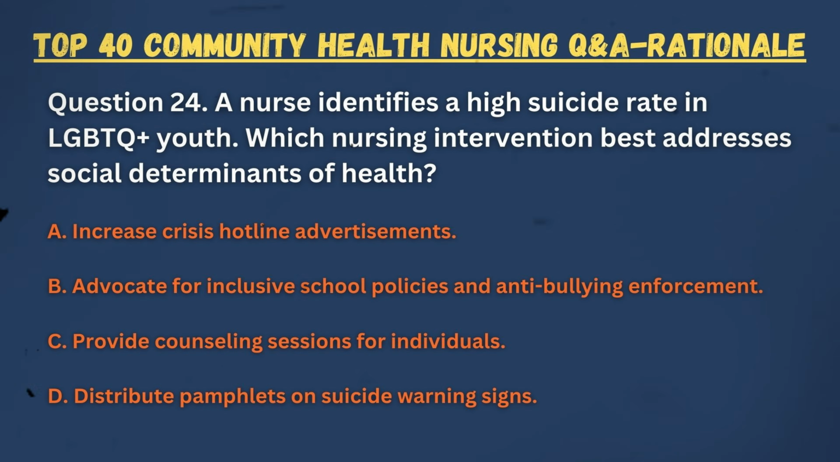Question 24. A nurse identifies a high suicide rate in LGBTQ+ youth. Which nursing intervention best addresses social determinants of health? A. Increase crisis hotline advertisements. B. Advocate for inclusive school policies and anti-bullying enforcement. C. Provide counseling sessions for individuals. D. Distribute pamphlets on suicide warning signs.